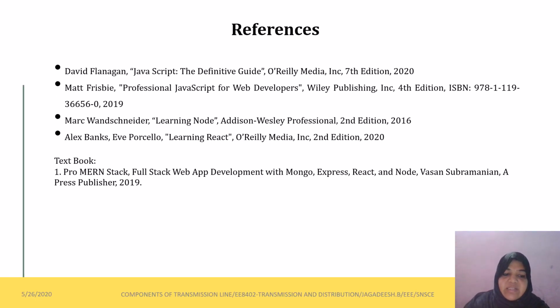So here are the references we will be using. David Flanagan, the book JavaScript: The Definitive Guide, O'Reilly Media, 7th edition, 2020. Matt Frisbie, Professional JavaScript for Web Developers, published by Wiley, 4th edition, ISBN 9781119366560, 2019. Next one is Mark Van Schinder, Learning Node, Addison-Wesley Professional, 2nd edition, 2016.